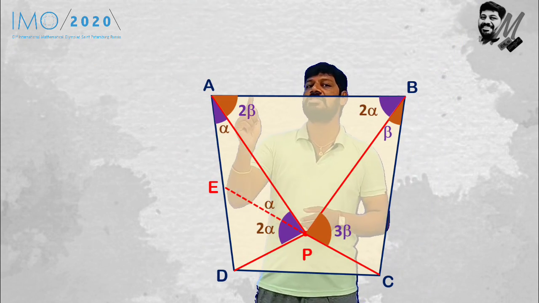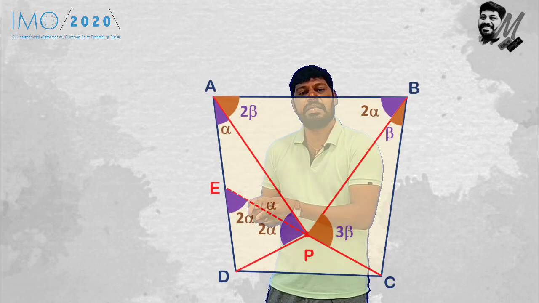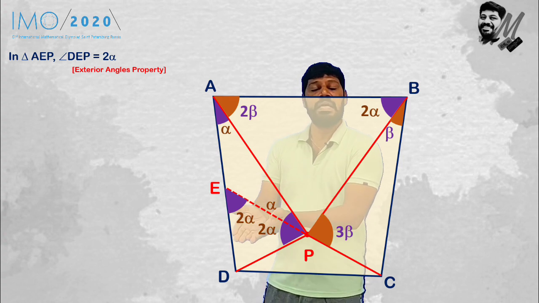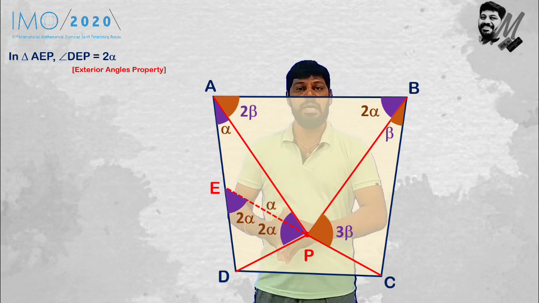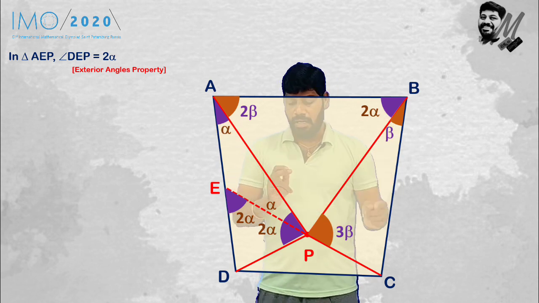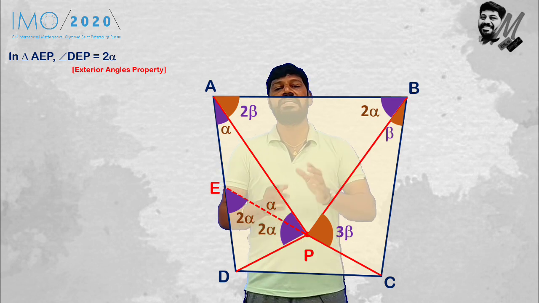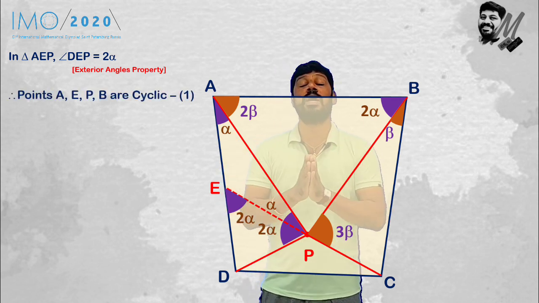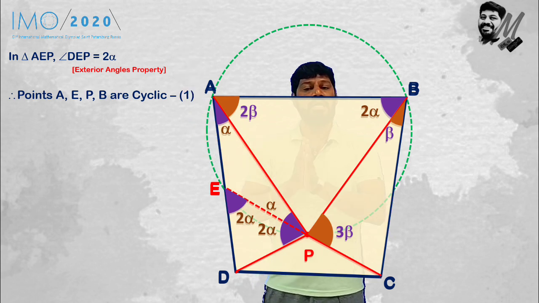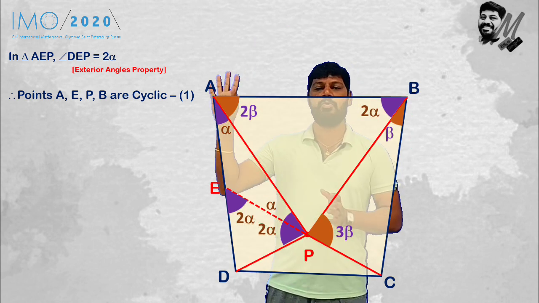Now if you see clearly this triangle APE, at E, if you see the exterior angle, as these two interior angles are alpha and alpha, definitely this is going to be 2 alpha. So now if you consider points A, B, P, E, if you see the exterior angle is equal to the opposite interior angle, definitely this quadrilateral is going to be a cyclic quadrilateral. That is what I am mentioning here. So the points A, B, P, E are cyclic. Let me write it as equation 1.